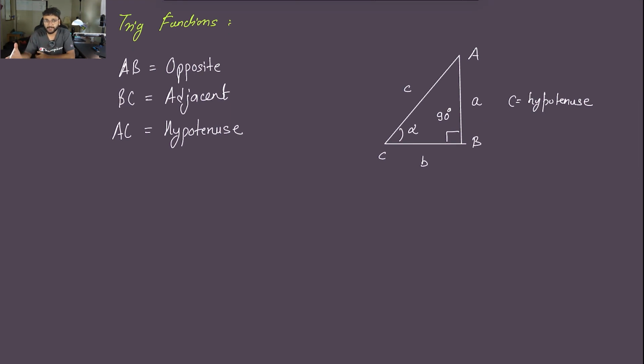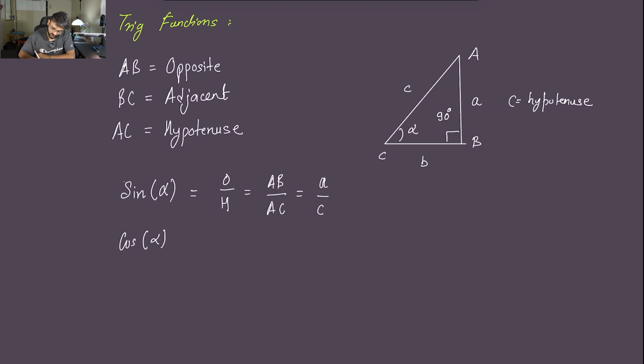Now, these are trigonometric functions, right? So they are functions of the angle. One of the important functions is sine, and you write it as sin, but you call it sine. You say sine of something, that is the angle, right? Sine of alpha is equal to opposite over hypotenuse, right? So opposite is AB, hypotenuse is AC, and that is equal to A over C, right? A over C.